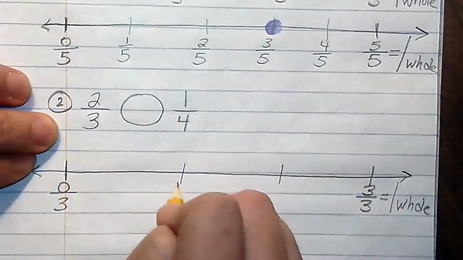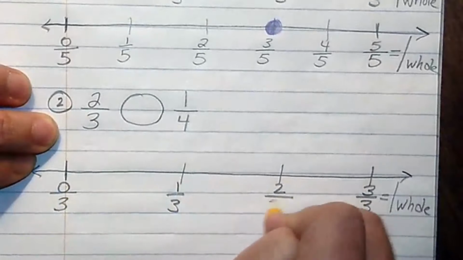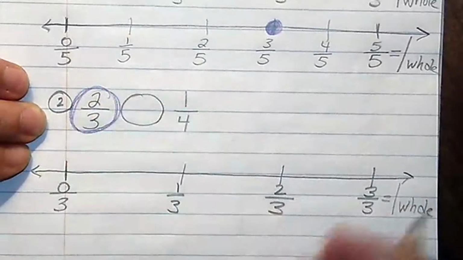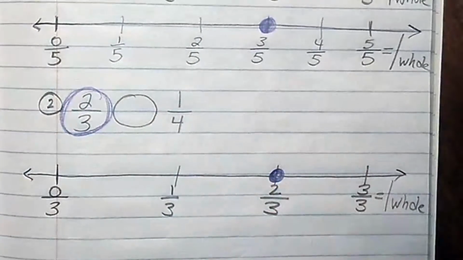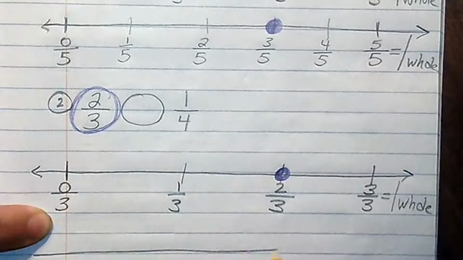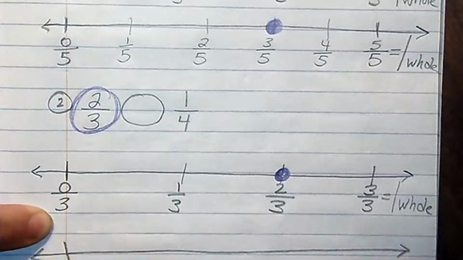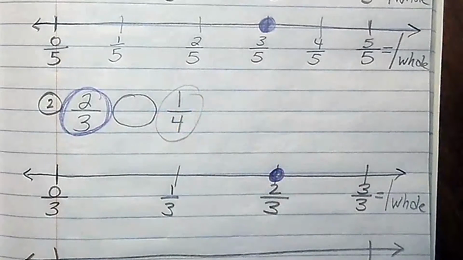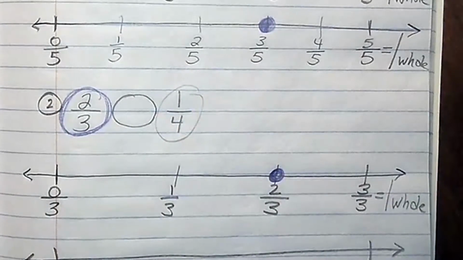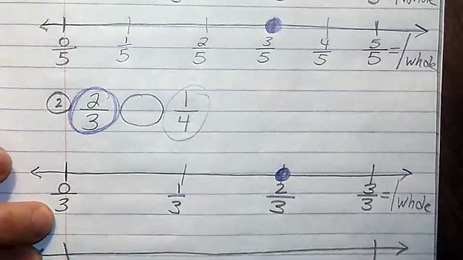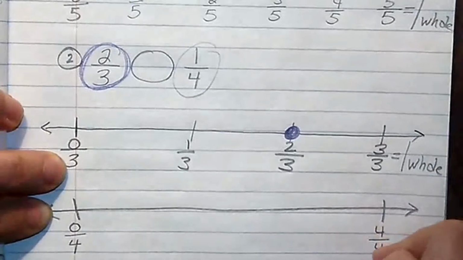I have 0/3, 1/3, 2/3, and I'm going to label 2/3 on my number line. So I'm going to put a circle on my number line. That's where 2/3 is. But now I need to do a separate number line to show 1/4. So I'm tracing my number line again from margin to margin, but this time I need to show fourths instead of thirds. At the beginning, I have 0/4. And at the end, I would have 4/4, which is, of course, equal to 1 whole.